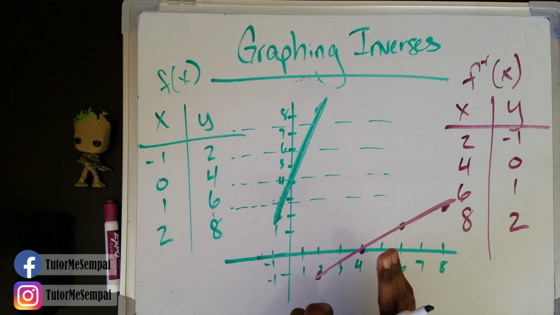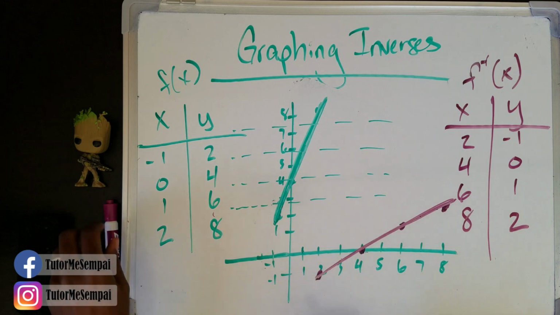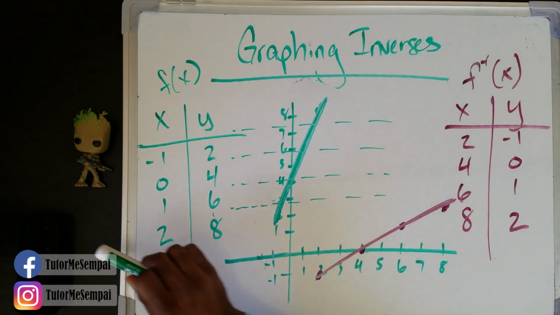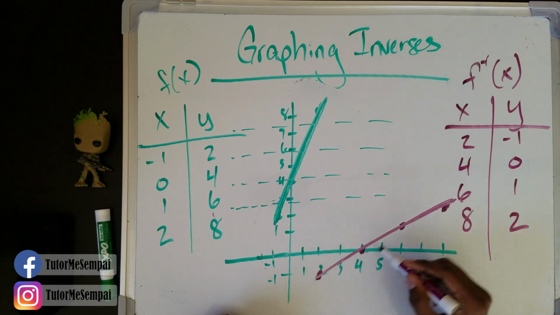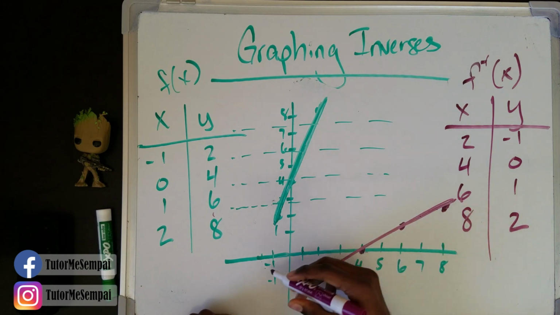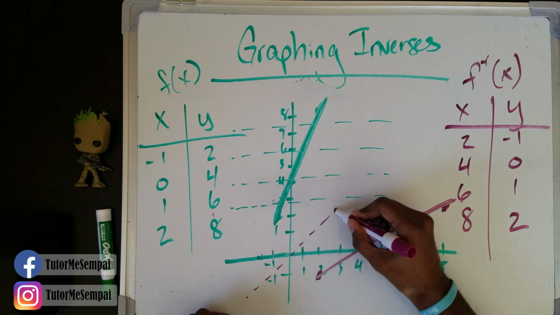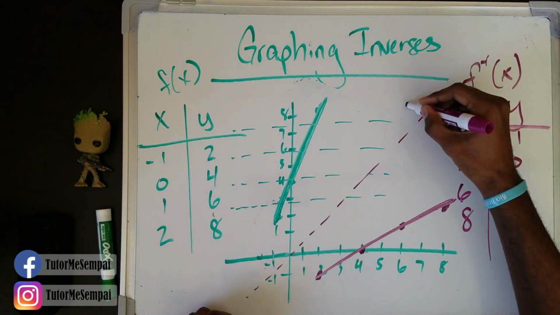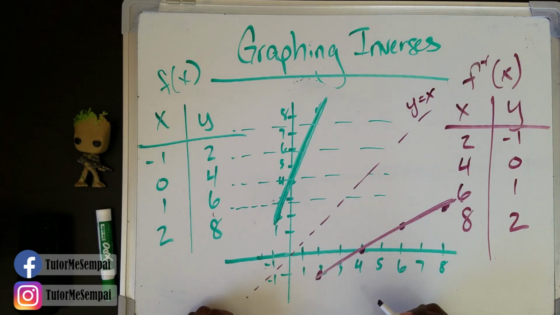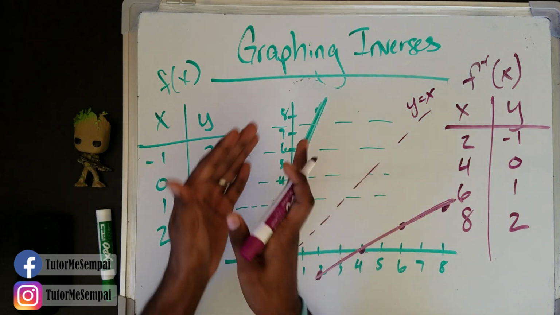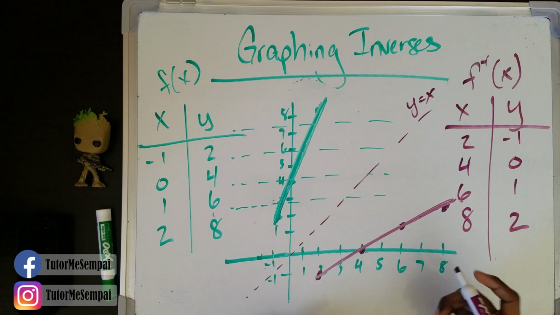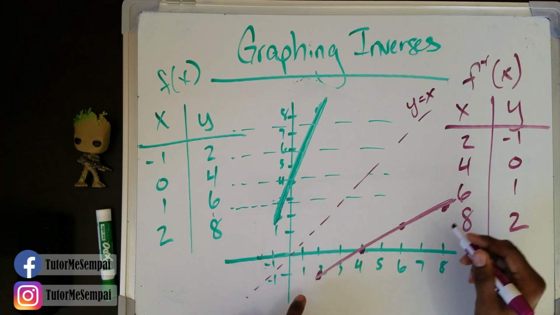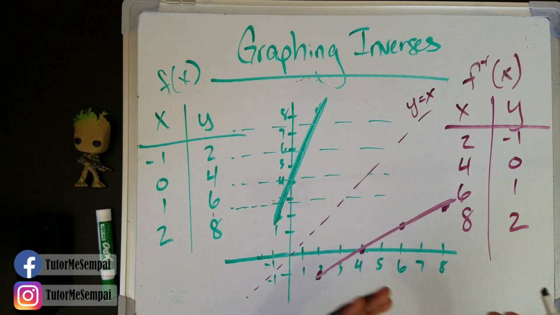And the reason being is, you can probably see it here. This line, our original function f, looks pretty similar to this line here. That's because we are reflecting over the line y equals x. So the horizontal line test, when you reflect it over the line y equals x to find your inverse, you're actually going to have something that needs to pass the vertical line test in order to be a function.